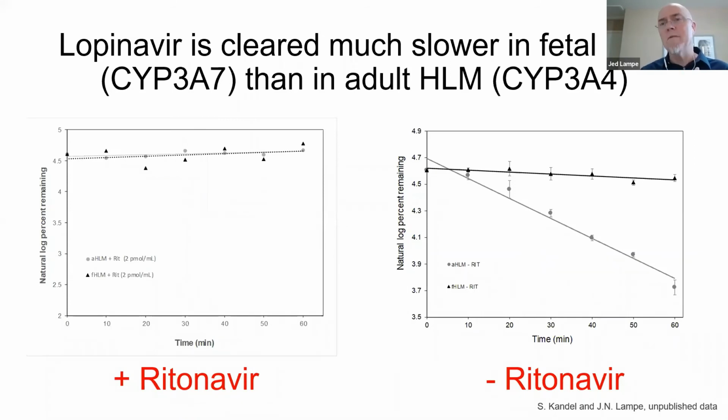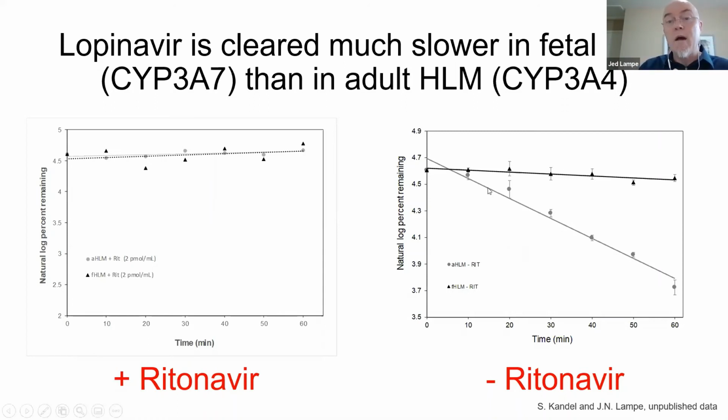Probably what's more important, though, is when we look at intrinsic clearance of the drug. Keep in mind, the whole point of having ritonavir here is that without ritonavir in the adult, lopinavir is getting cleared too quickly. Lopinavir is the active drug that's inhibiting the HIV protease, right? So it gets cleared too fast to be effective if you don't have this pharmacoenhancer there to inhibit 3A4 activity. And if you look at the graph on the right, what we're looking at is clearance of the drug in human liver microsomes.